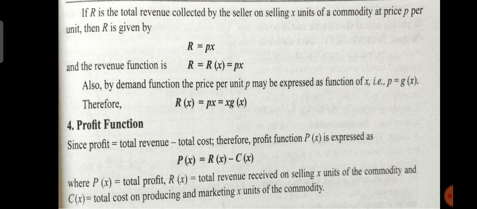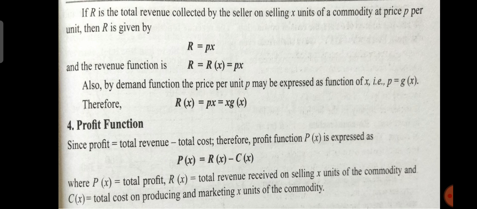By the demand function, the price per unit P may be expressed as a function of X. So P is G of X. Then R is P into X, which is X into G of X. So the revenue function is R of X is equal to X into G of X, where G of X is P, the price per unit. Okay, that is the revenue function.